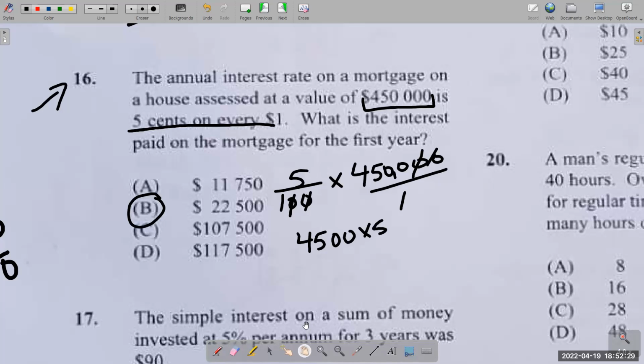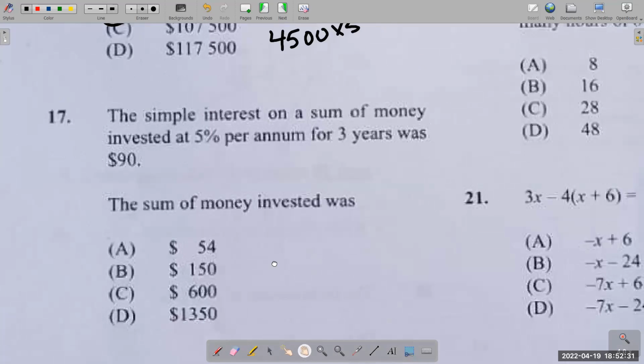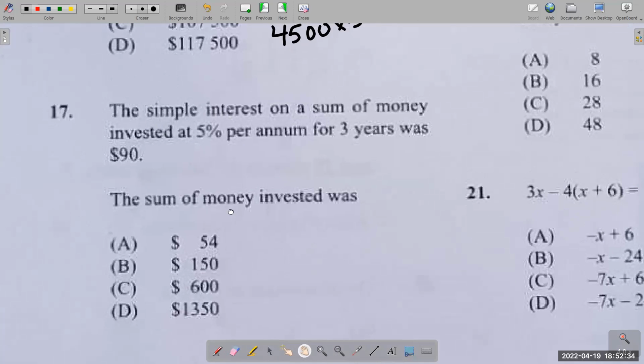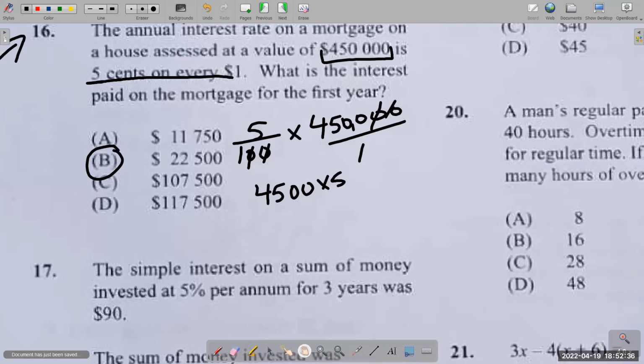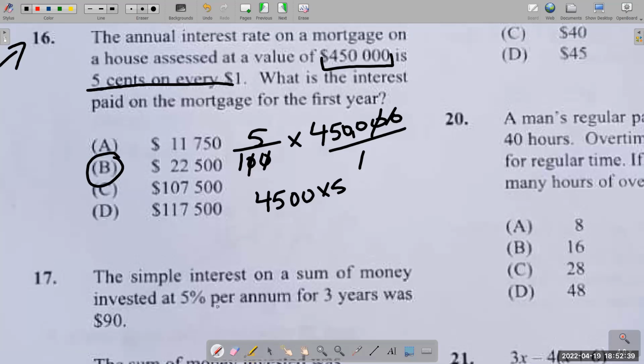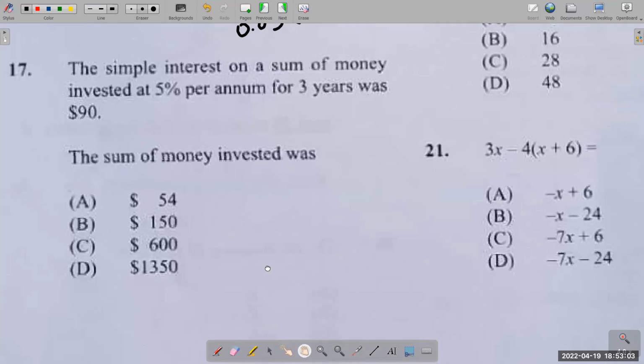All right, so let's keep it moving. The simple interest, and another way to do this, when you don't have a calculator, is just saying 0.05 times 4,500. You know why? Because remember, it's every dollar. You do have to divide, but you gotta divide 450,000 by a dollar because it's on every dollar. That gives you back the same thing, but then you gotta multiply by the 5 cents. So don't get confused. All right, let's keep it moving.